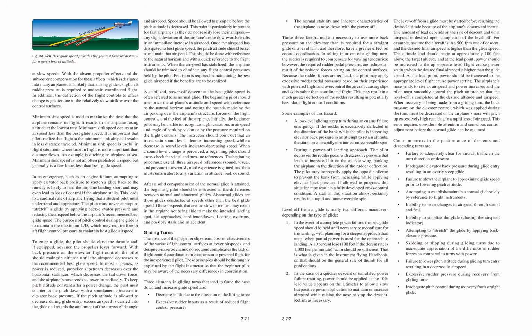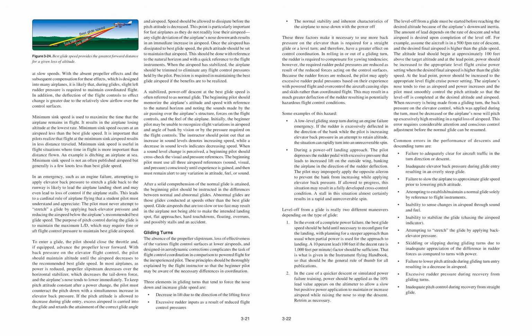To keep pitch attitude constant after a power change, the pilot must counteract the pitch down with a simultaneous increase in elevator back pressure. If the pitch attitude is allowed to decrease during glide entry, excess airspeed is carried into the glide and retards the attainment of the correct glide angle and airspeed. Speed should be allowed to dissipate before the pitch attitude is decreased. This point is particularly important for fast airplanes as they do not readily lose their airspeed. Any slight deviation of the airplane's nose downwards results in an immediate increase in airspeed.